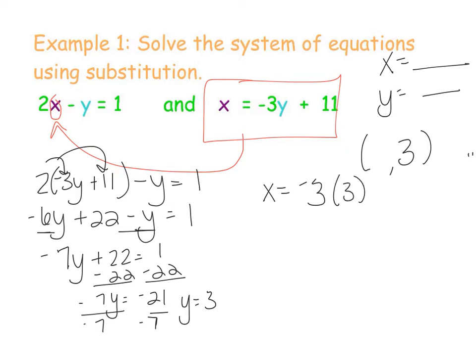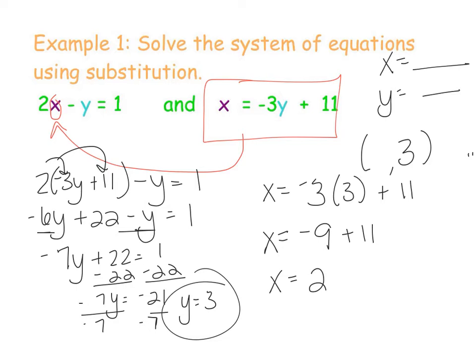We just found out that y equals 3. So I'm going to plug that in. This will tell me what x is. X is equal to negative 9 plus 11, which means x is equal to 2. So now I have the other half of my ordered pair. I know the solution is 2, 3.